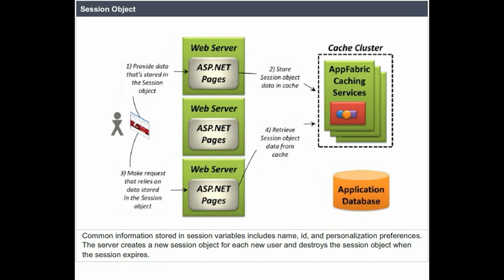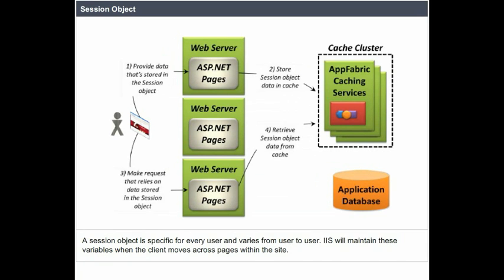The server creates a new session object for each new user and destroys the session object when the session expires. A session object is specific for every user and varies from user to user. IIS will maintain these variables when the client moves across pages within the site.